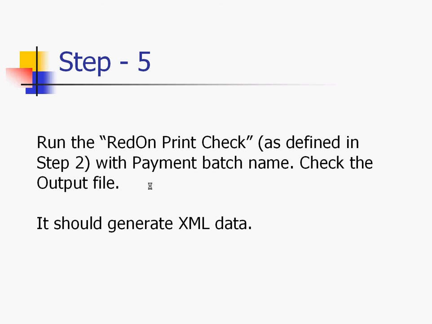Once you build, run the print check program that we defined in step 2. To check whether your program is running fine or not, run the concurrent program that we defined in step 2, enter the payment batch name as the parameter, and see the output. It should generate XML data. Now we have the XML data ready. The next step is to define the template, which will use this XML data source. That I will show in the next video.